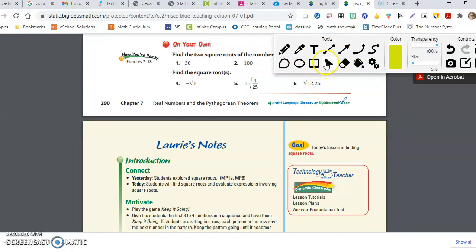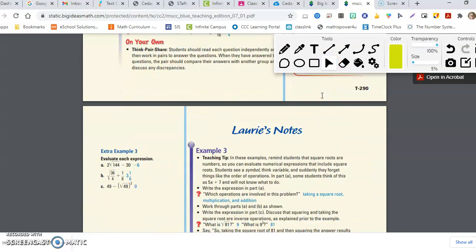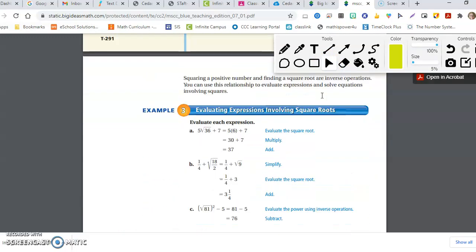On the next page now, we're going to see some square roots in an expression, and we're going to try to evaluate them. Squaring a positive number and finding a square root are inverse operations, okay? They undo each other, like multiplying by 5 and dividing by 5. If you multiply a number by 5 and then divide by 5, you end up with what you started with. Much like if you square a number and then take the square root of it, or vice versa, you're going to end up with what you started with. So my suggestion when you're evaluating these expressions is to do the square root first.